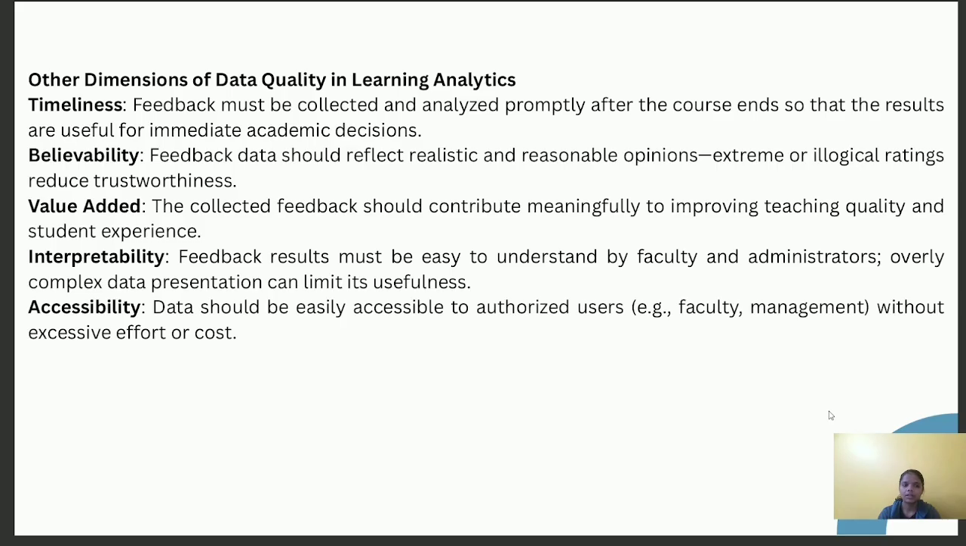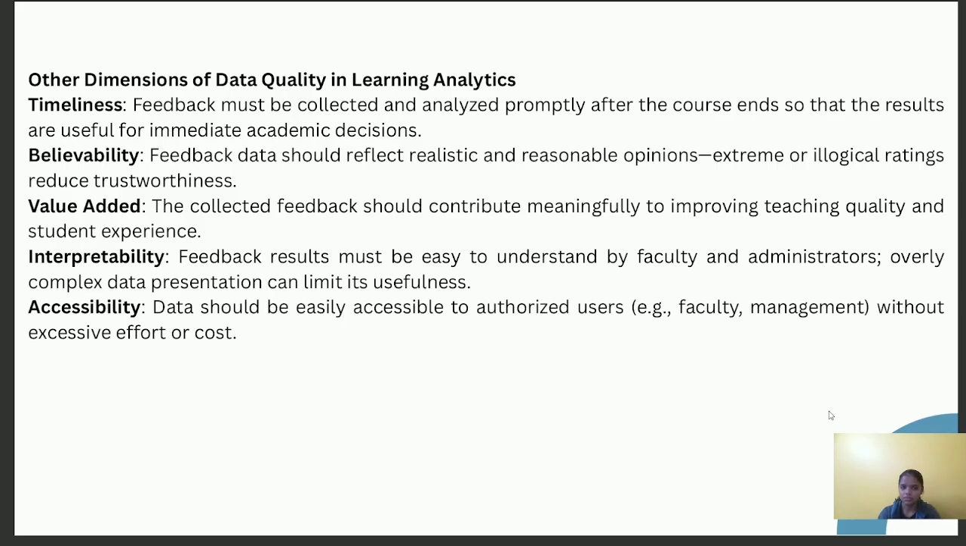Third one, the value added. The collected feedback should contribute meaningfully to improving the teaching quality and student experience. Fourth, the interpretability. Feedback results must be easy to understand by faculty and administrators. Overly complex data presentation can limit its usefulness. Last one, the accessibility. Data should be easily accessible to authorized users, for example, the faculty and management, without excessive effort or cost.